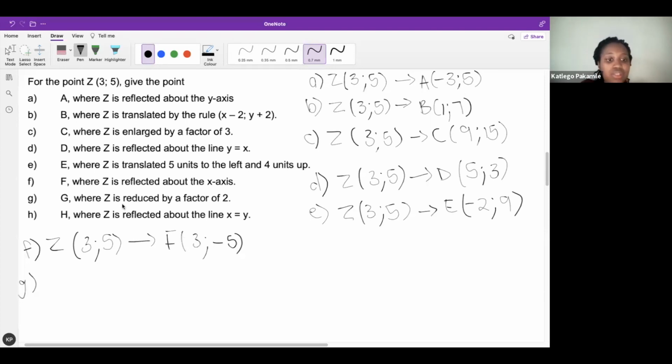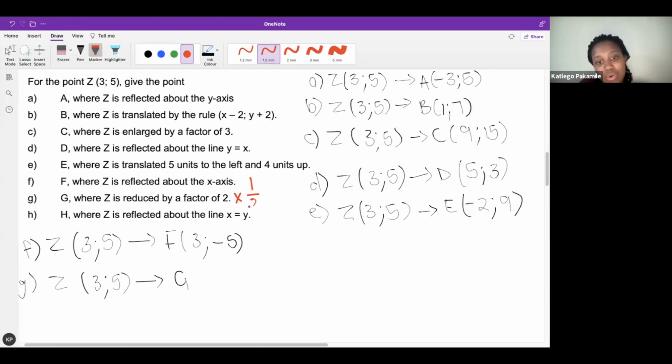G says where Z is reduced by a factor of 2. Oh, we have a problem here. What problem is it, guys? Think about how we did reductions. Yes, this time we divide, but remember we never used to divide. We used to multiply by a half. But now, because they didn't give us the fraction and they gave us a whole number, that means we need to do the opposite, which is divide.